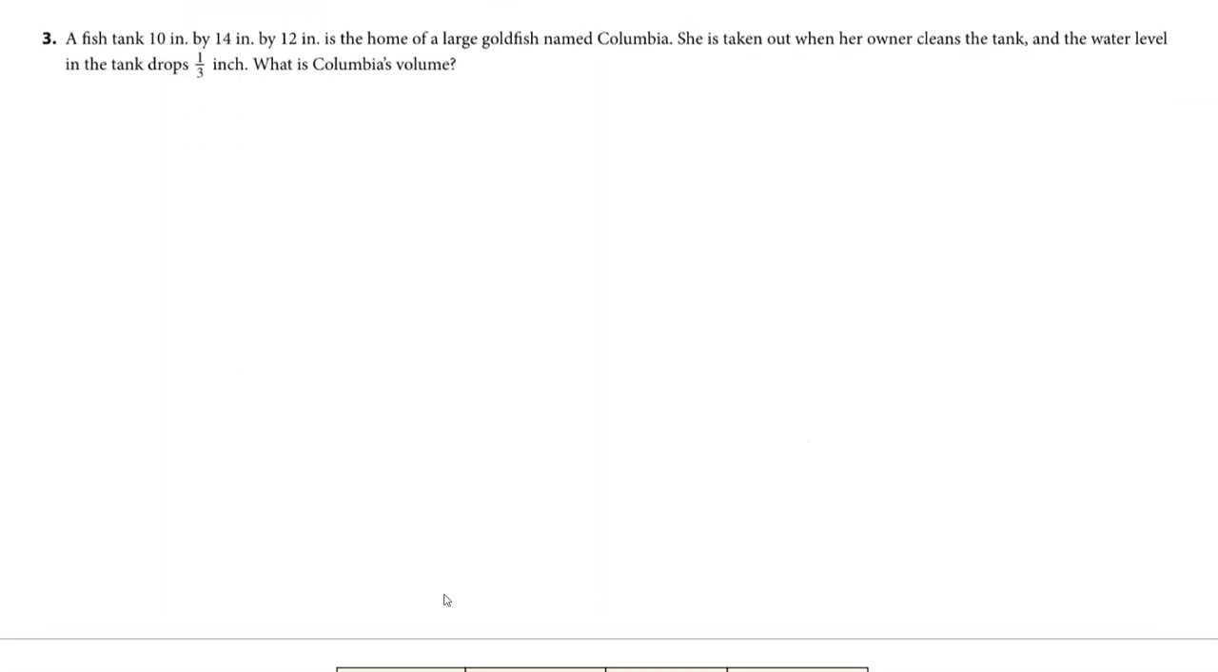All right, so a fish tank, 10 inches by 14 inches by 12 inches, is the home of a large goldfish named Columbia. She is taken out when her owner cleans the tank, and the water level in the tank drops 1/3 of an inch. So a fish tank, it doesn't tell us which is the height. So this isn't actually an easy question to answer because there are 3 possible answers here. It drops 1/3 of an inch. What matters is which of these is the length and width and height.